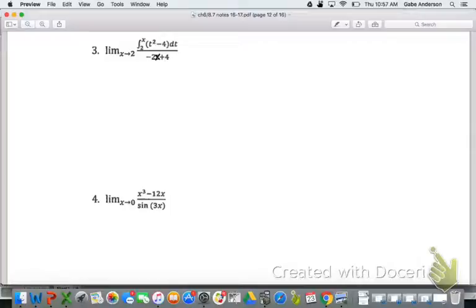So when you do direct substitution, it is a little more complicated than the other ones we've done. You end up with the integral from 2 to 2 of t squared minus 4 dt. And then the denominator is a little bit easier. The denominator is just 0. What's going on with the top? Yeah, because anytime the limits match, you're going to get 0.